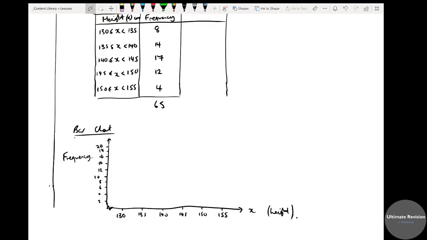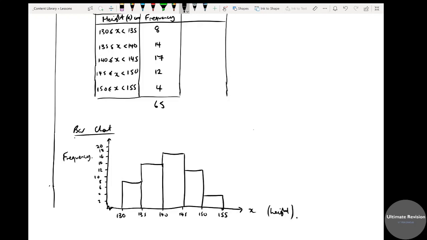Now it's actually fairly easy, to be honest. For 130 to 135, that's going to go up to 8. So on the bar chart, go up to 8 on that one. 135 to 140 goes up to 14. Again, yours will be better than mine because I'm not using proper grids here. Then the 140 to 145 is 17, which is about halfway out there. Again, mine's not super accurate. Next one, 145 to 150 is 12. And the final one is 4. And there would be our bar chart.